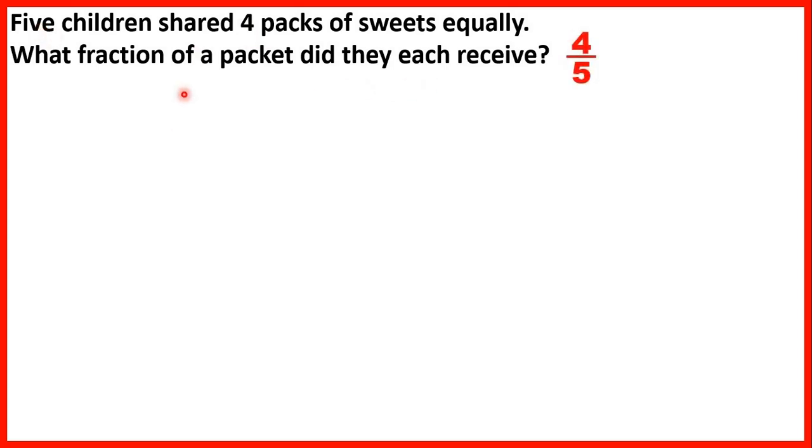And as a fraction, because we need to write our answer as a fraction, rather than 4 divided by 5, we can write 4 over 5, because that means the same thing. Remember, a fraction is really a division. So 4 over 5 is the same as 4 divided by 5. And that's how we would work out how much of the pack of sweets each child received.